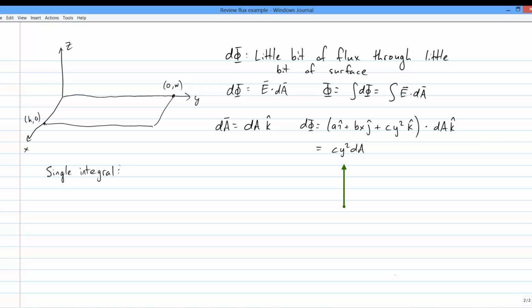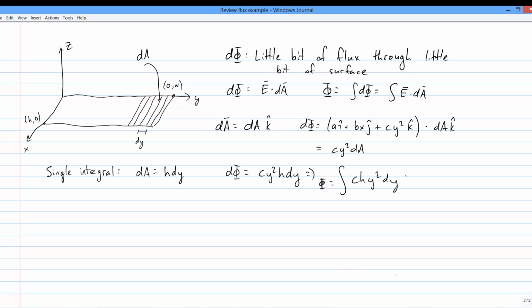The E field varies in y. So let's break up the area into strips that each live at one particular y coordinate. And the area of one of those little rectangles is h times dy. We're integrating with respect to y, and y ranges from 0 to w, so we have everything we need. And we get c h w cubed over 3.